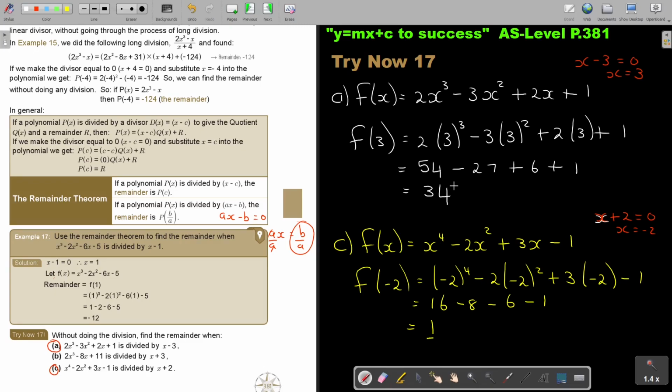So every time, this answer is just the remainder. I'm not able to find the quotient, but I'm able to find the remainder.